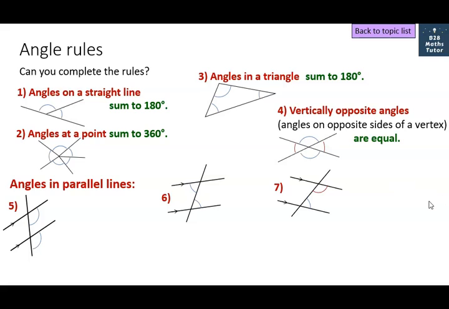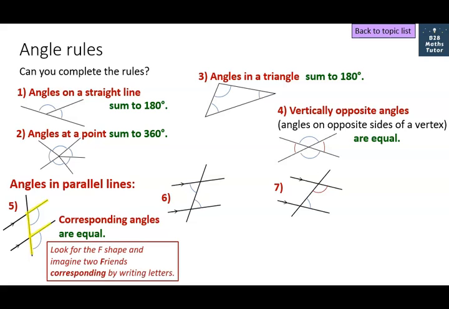With parallel lines, the first one, we're looking at corresponding angles, and corresponding angles are equal. To remember which one is the corresponding angles, look for the F shape, and then think of 2 friends, F for friends, corresponding by writing letters, sitting at a desk writing an old-fashioned letter.